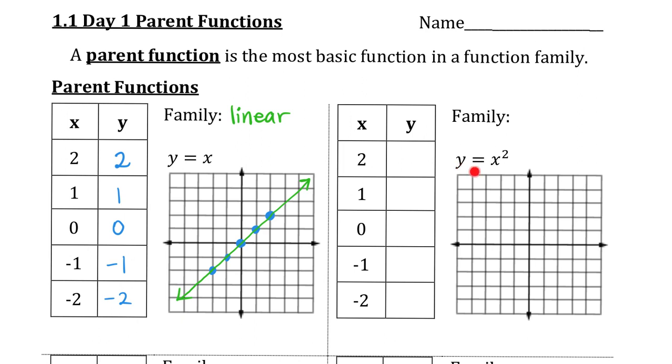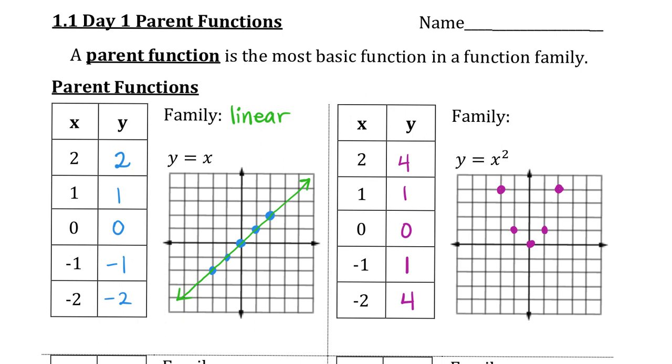Okay, the next one is y equals x squared. So I'm going to plug 2 in. 2 squared is 4. 1 squared is 1. 0 squared is 0. Now, if you plug in negative 1 squared, it is negative 1 times negative 1, which is positive 1. Negative 2 times negative 2 is positive 4. Okay, let's go ahead and graph these. 2, 4 is up here. 1, 1. 0, 0. Negative 1, positive 1, negative 2, and positive 4.